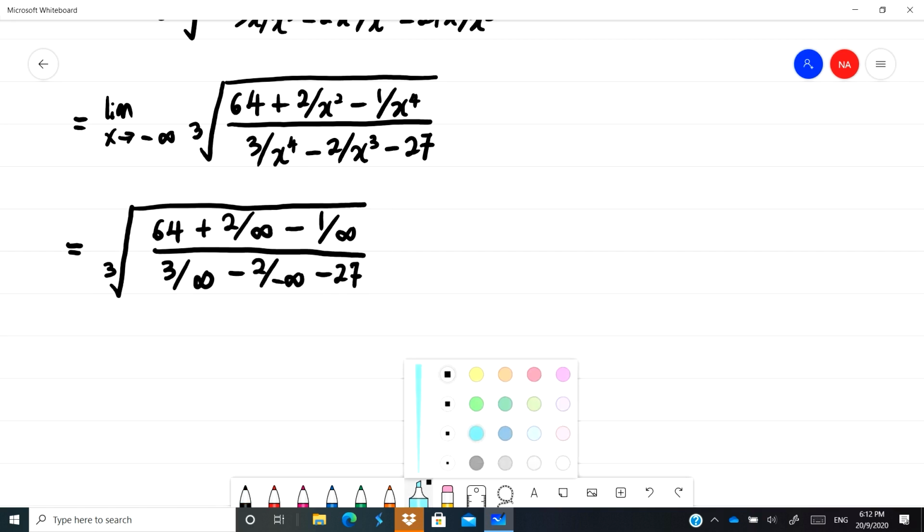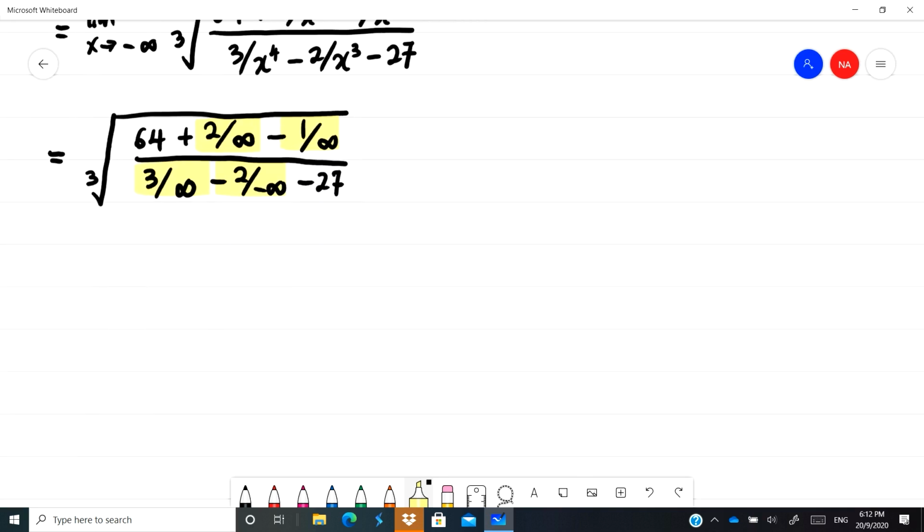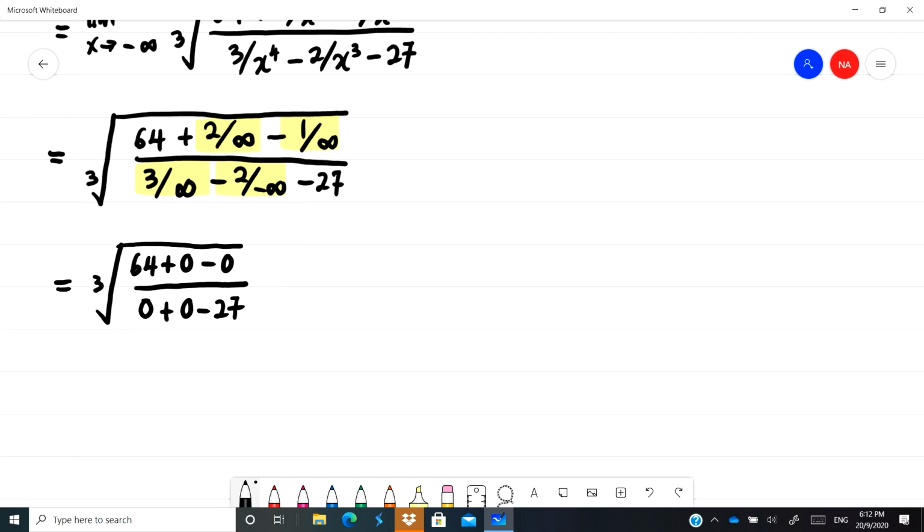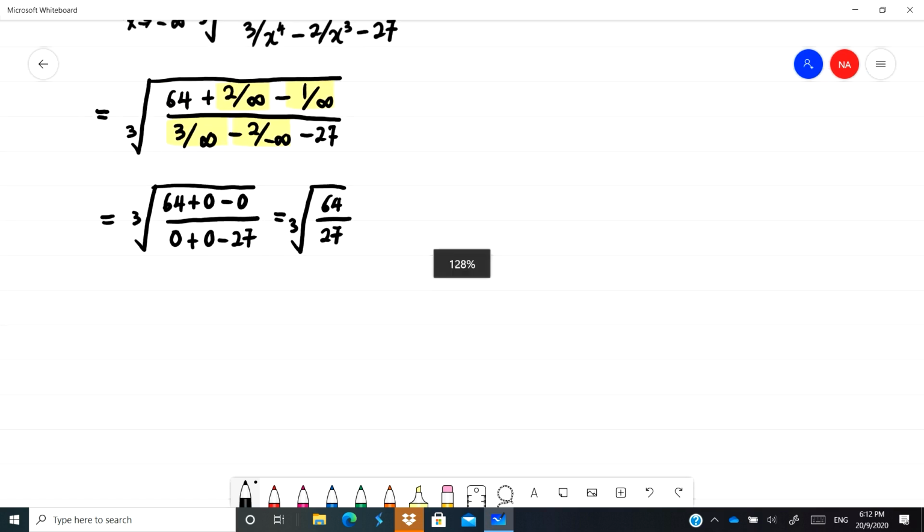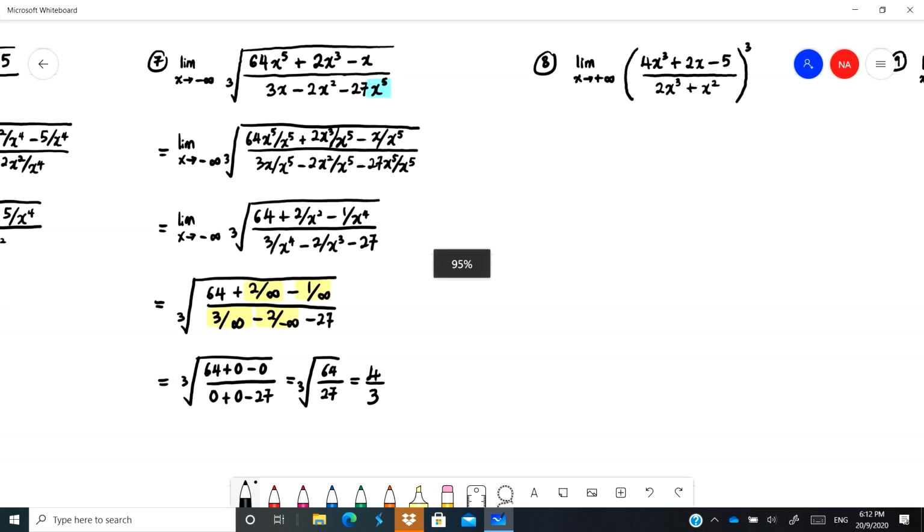Please take note that the part I'm highlighting in green-yellow color will lead to 0 because every term is divided by negative infinity or infinity. So this will be 64 plus 0 minus 0 over 0 plus 0 minus 27. This will be simplified as the cube root of 64 over 27. The cube root of 64 over 27 is actually 4 over 3.